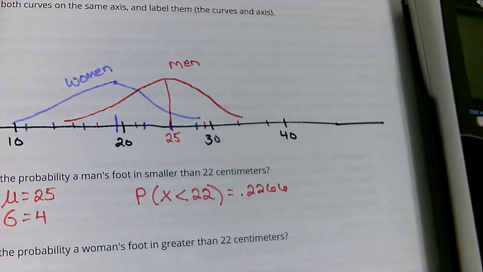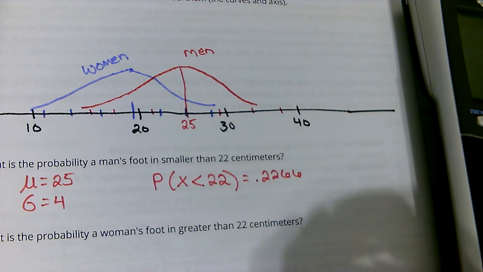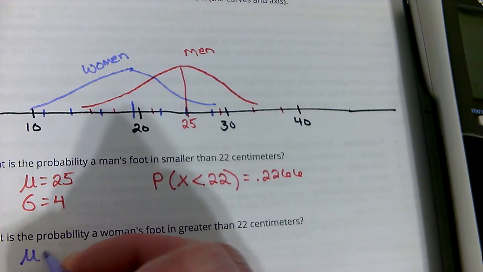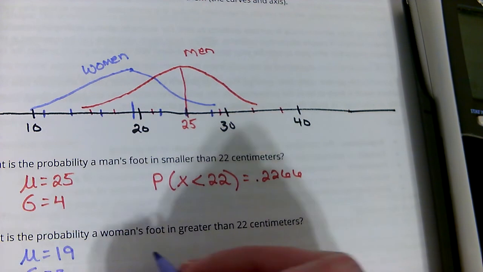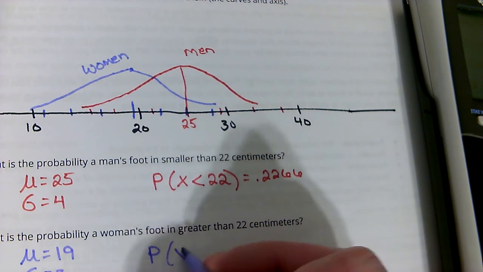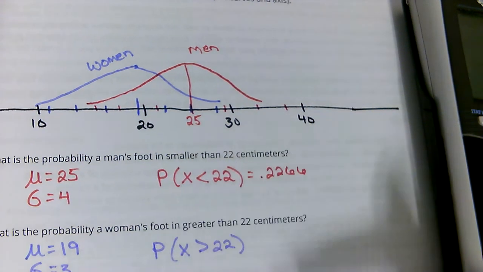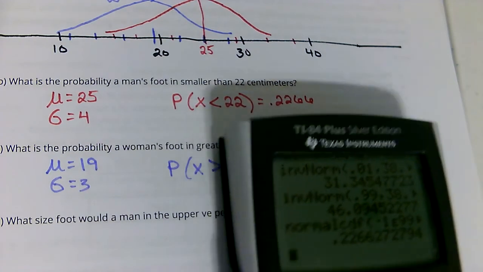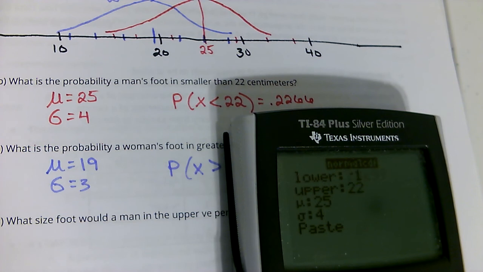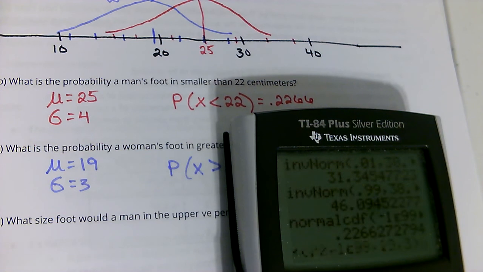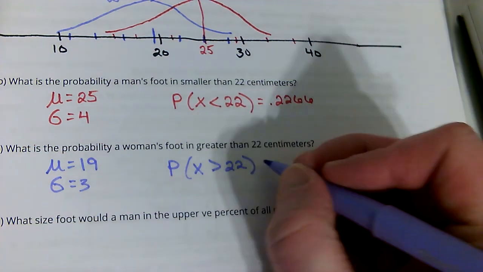For the women, mean is 19. The standard deviation is 3, and we want to know what's the probability that their feet are greater than 22. So change that to 19. I got 0.1587.